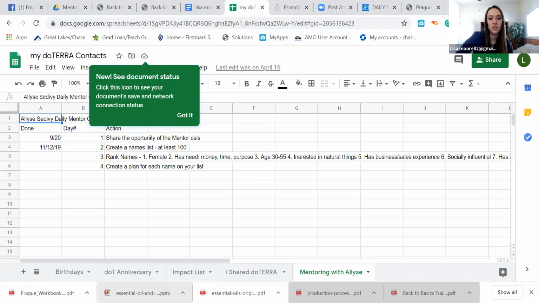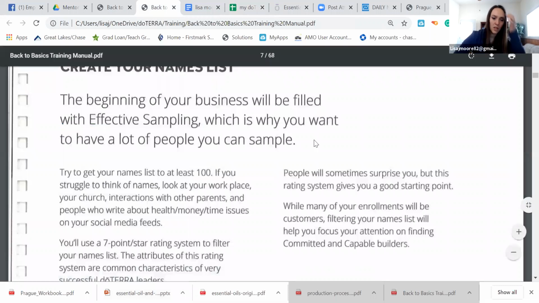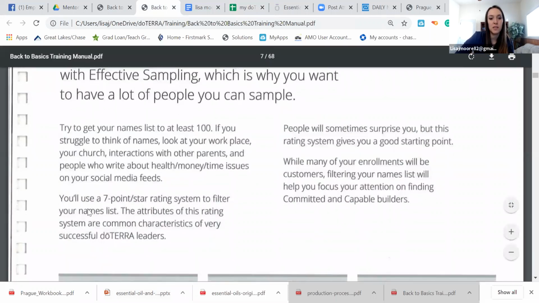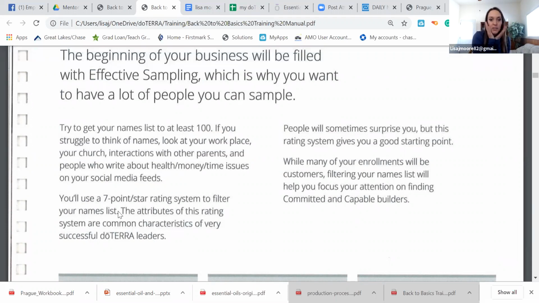So the first thing that you're going to do is make this list and rate them. I'm going to go back to my original thing on here. There we go. Okay, so have your list of 100, and you're going to use a 7-point or 7-star rating system to rate these people. What? I'm going to rate people? I'm going to judge people? What? No, it's not like that at all.